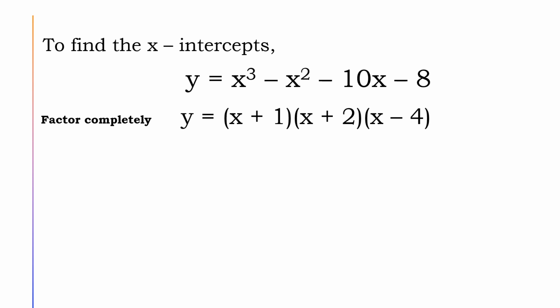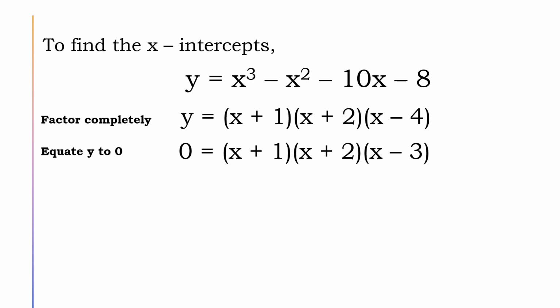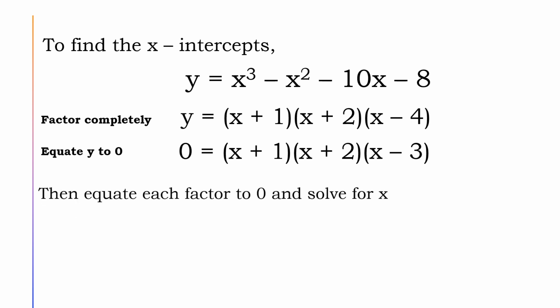After ma-factor ang ating polynomial, let us equate y to 0. So we have 0 equals x plus 1 times x plus 2 times x minus 3. And then equate each factor to 0 and then solve for the value of x. So we will have x plus 1 equals 0, x plus 2 equals 0, x minus 3 equals 0. So let us now solve for the values of x.